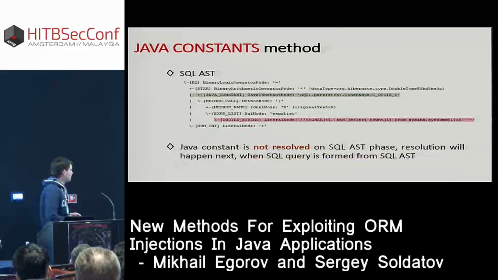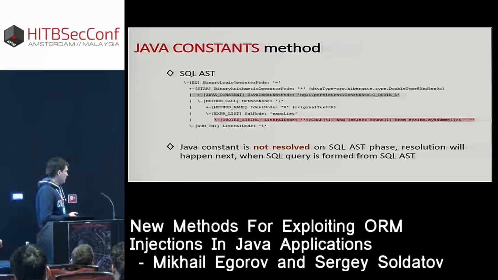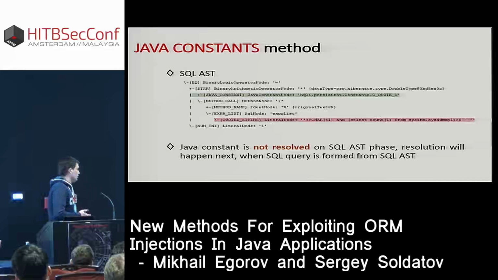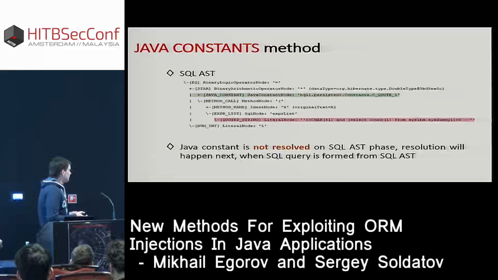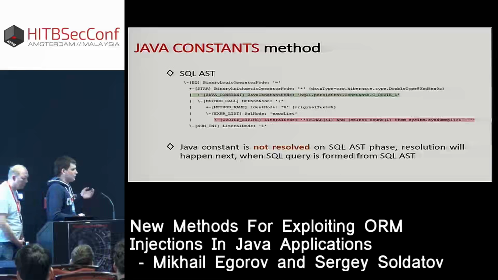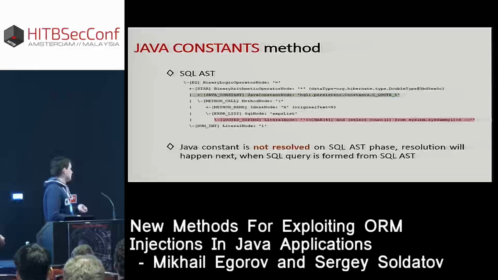After Hibernate parses the HQL query, it builds the HQL AST and then translates this AST into the SQL AST. Here we can see the SQL AST for the HQL query. We can see that the Java constant node and string node are translated unchanged into the SQL AST, and we see that the Java constant is not yet resolved.